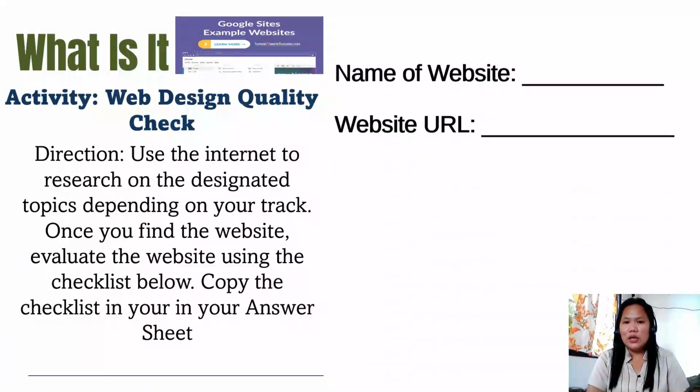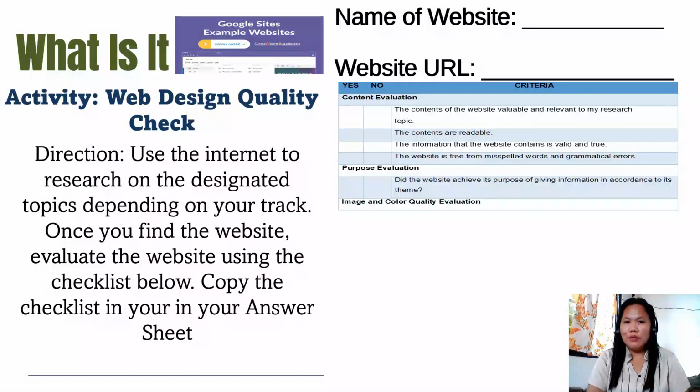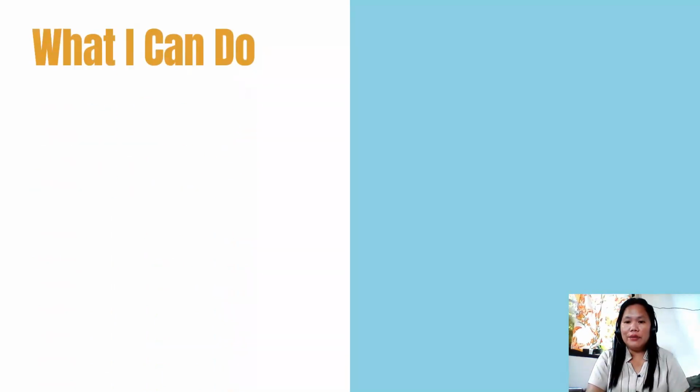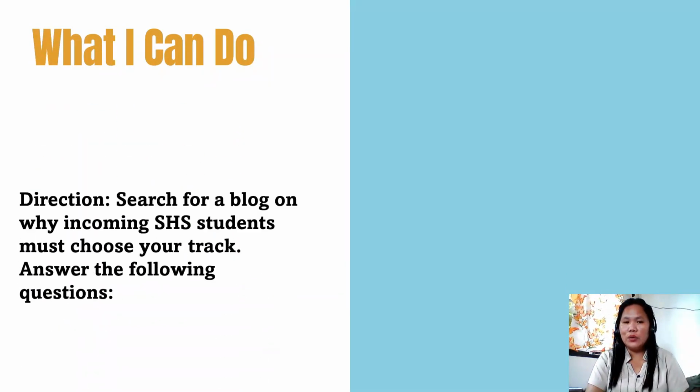So here is the checklist, class. You have to check if it is applicable, yes or no, as well as the criteria. You have to evaluate in terms of content, purpose, image and color quality, font consistency and readability, as well as the accessibility to mobile devices. So you have to answer and copy this on your answer sheet and write the name of the website as well as the website URL. Good luck!